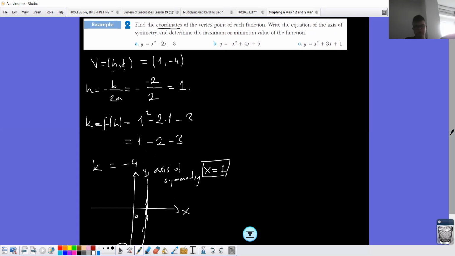Teacher, what about the maximum point? Here we don't have one, it goes to infinity. Okay, teacher. If it is plus, it is maximum? Yes. If it is minus, it is... Yes.